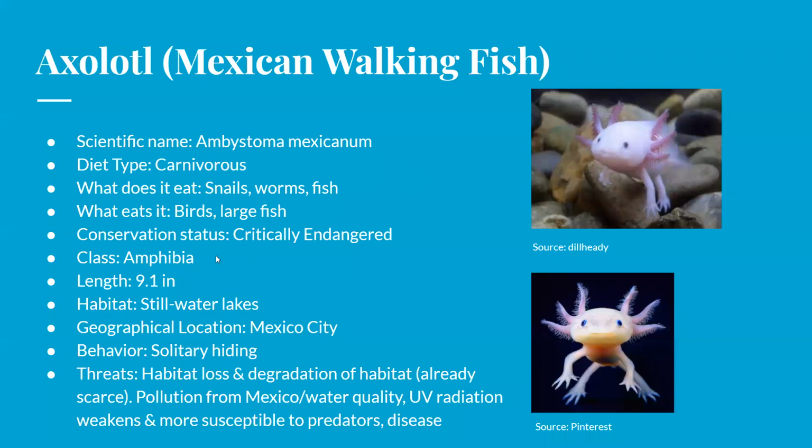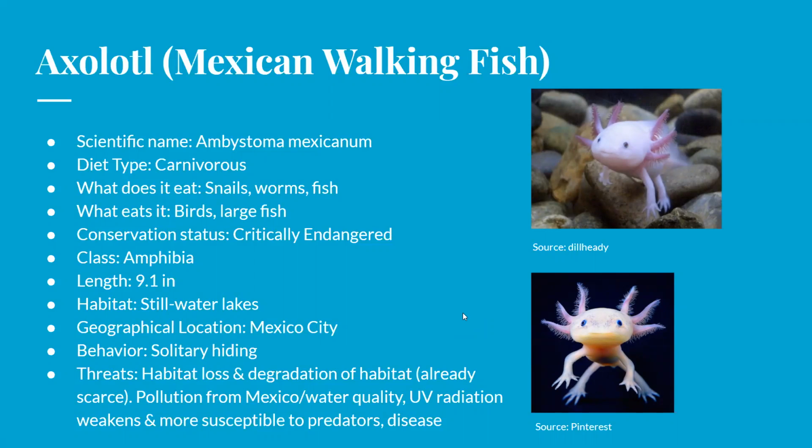So it's an amphibian, just like frogs or salamanders. This is a type of salamander, and it eats snails, worms, and fish, and then it's eaten by birds or other large fish, and its diet type is carnivorous. Its conservation status is critically endangered, which means it's beyond just being endangered. It's very, very rare. And then the length is 9.1 inches, so it's less than a foot long. So that's pretty crazy. They're not very big at all.